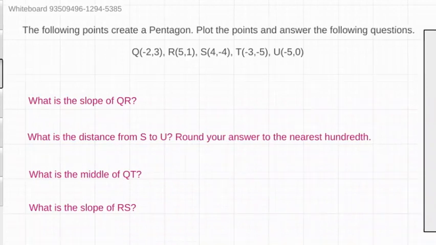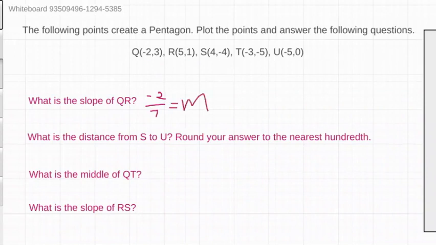Alright, let's do another one. Again, do this on your own. Come back when you have an answer. The following points create a pentagon. Plot the points and answer the following questions. Q is negative 2, 3, R is 5, 1, S is 4, negative 4, T is negative 3, negative 5, and U is negative 5, 0. What is the slope of QR? Well, QR's slope is m equals negative 2 over 7.